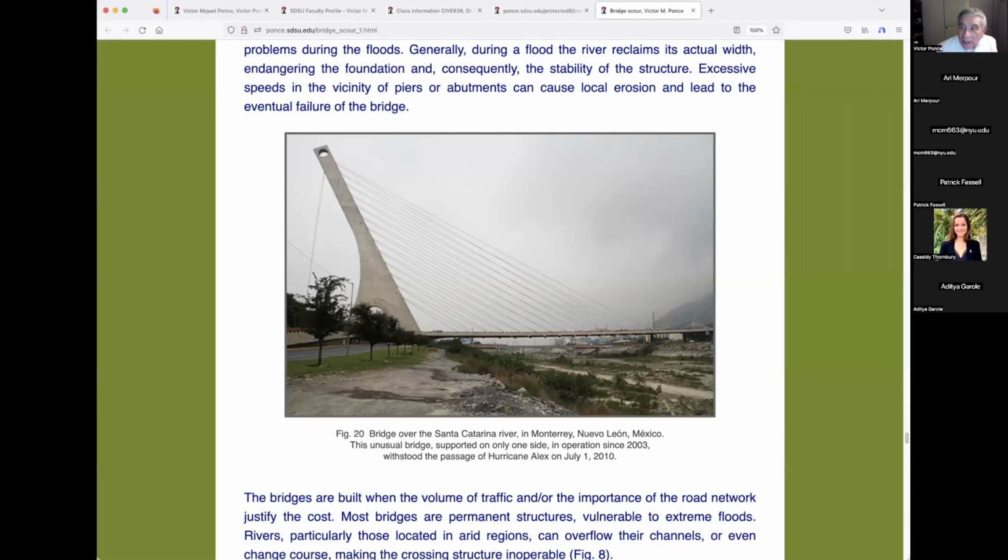When I was there, I inquired how they decided to build this bridge. One of the people responsible said, well, this bridge costs 2.5 times the normal price we would pay for a conventional bridge. But we liked the design, we wanted to do it, we had the money. So they did it. They built this bridge over the Santa Catarina River.